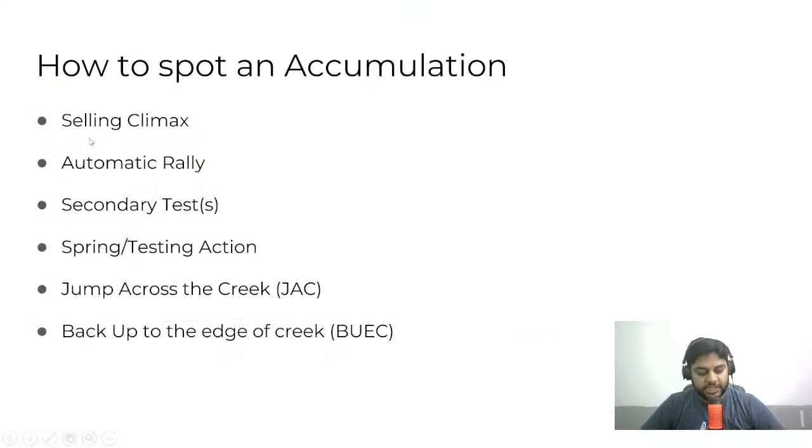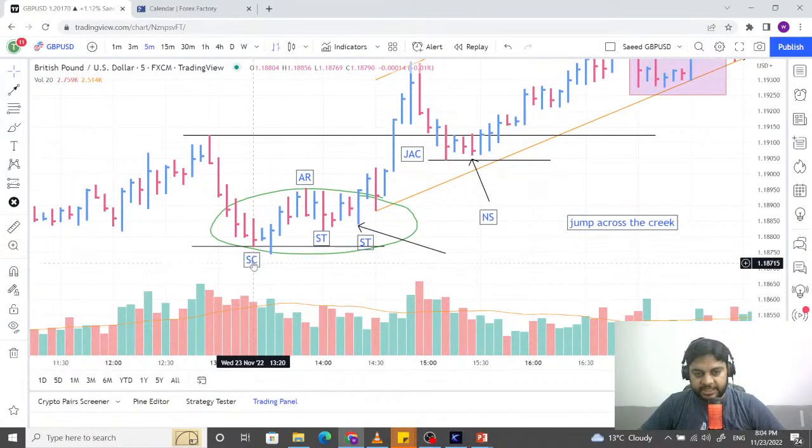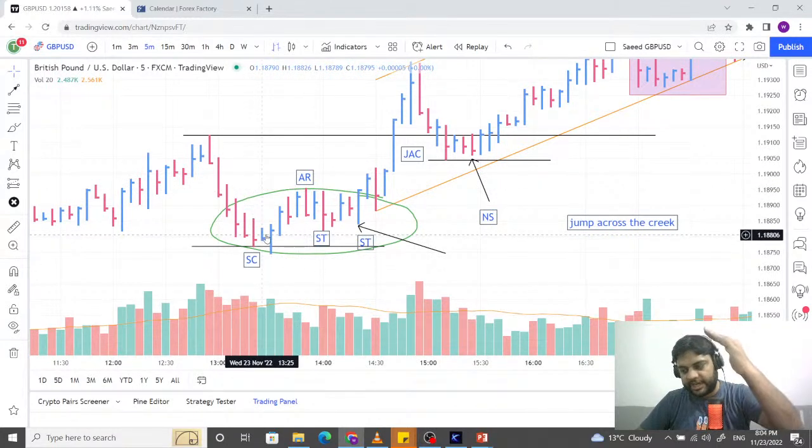So what happens? You will have a selling climax and then an automatic rally. Automatic rally is something which goes up. So automatic rally after selling climax.